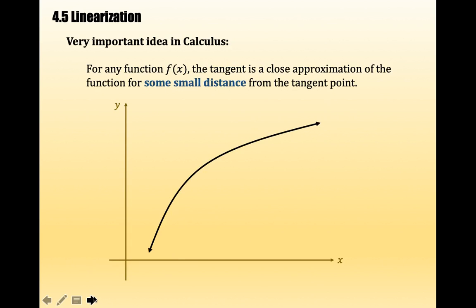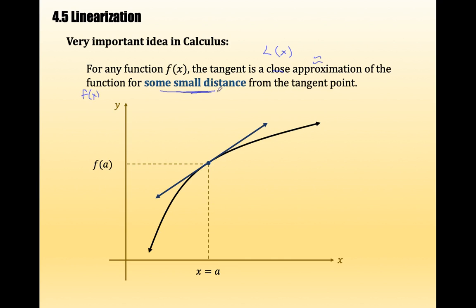So again, this is a super important idea that for any value of the domain, the tangent line is a very close approximation. The tangent line, which we are now calling L of x, the linearization of the function f, as long as you stay close. Close around the domain, cloud around the domain, cloud around the function.